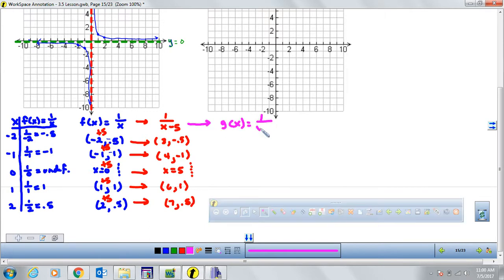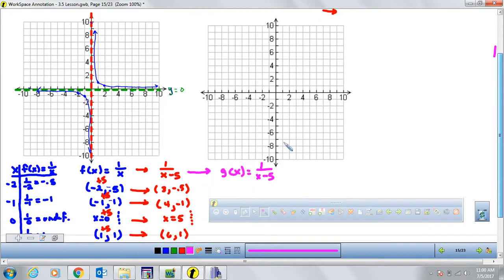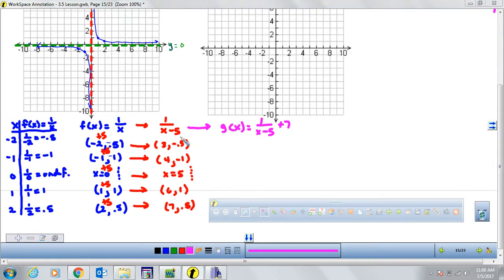So we already did 1 over x minus 5. The last thing is we need to do the plus 7. That plus 7 means that the graph is going to be shifted up 7 units. So that means that if it shifts up 7 units, that means that all of the y's will be added 7.